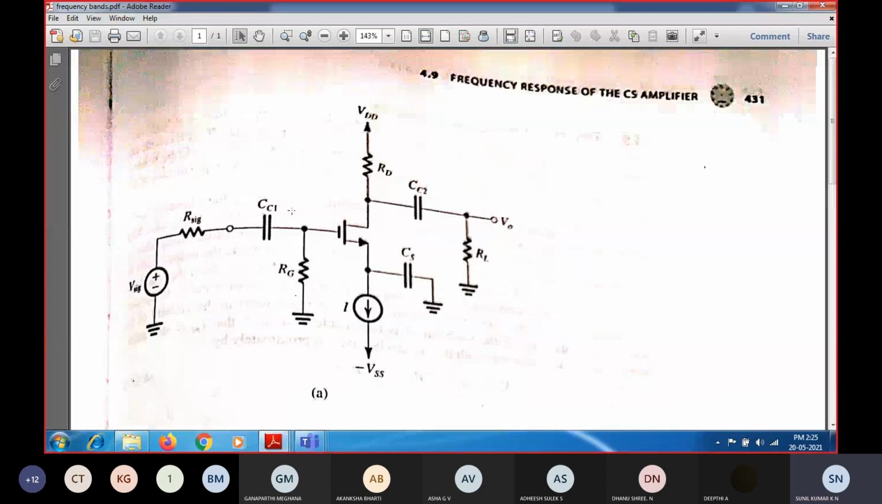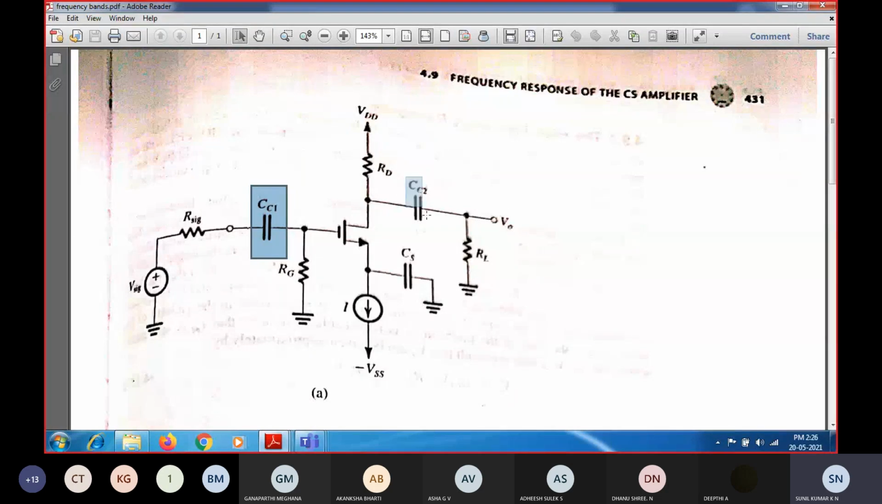If we look carefully at the circuit diagram, this is a common source amplifier in which externally coupling capacitors have been included. Whenever we have a multi-stage amplifier, we use this coupling capacitor so that instead of directly connecting the previous stage output to the current stage input, and the current stage output to the next stage input, we use a coupling capacitor in between. Using the coupling capacitor, you can couple the output of the previous stage to the input of the next stage.